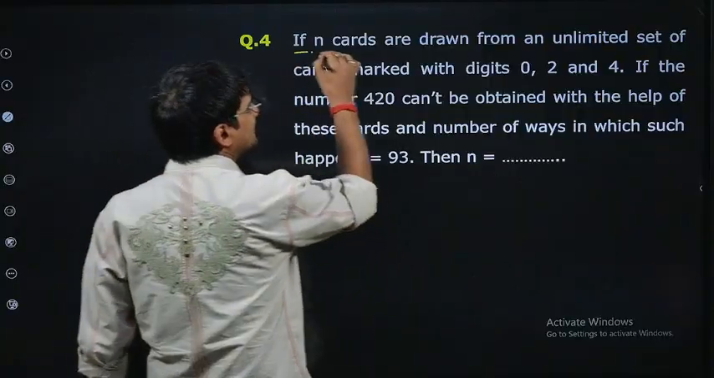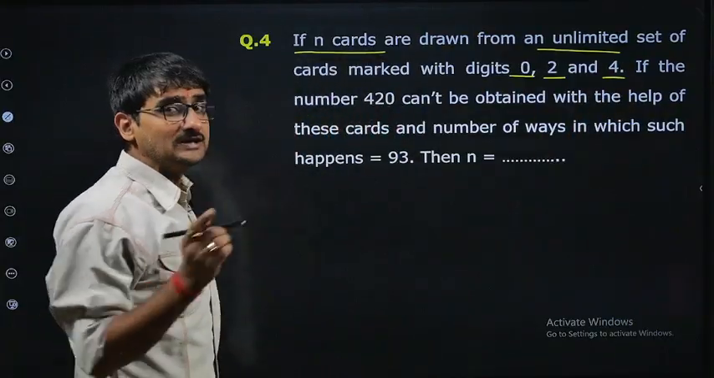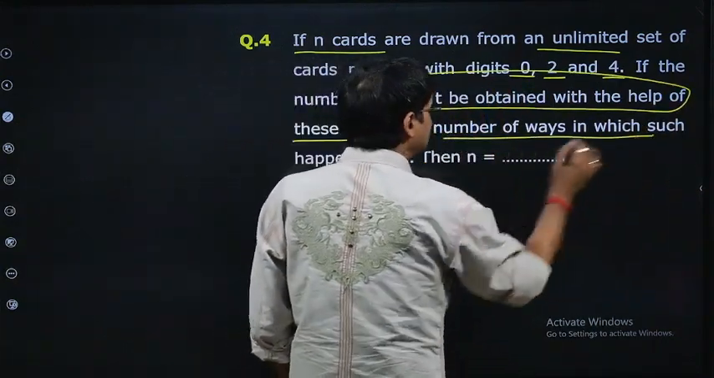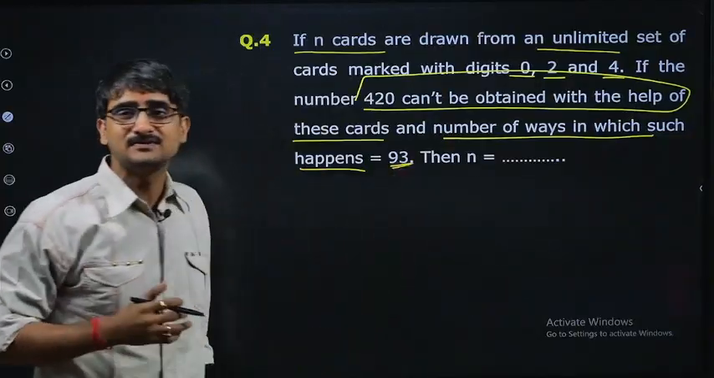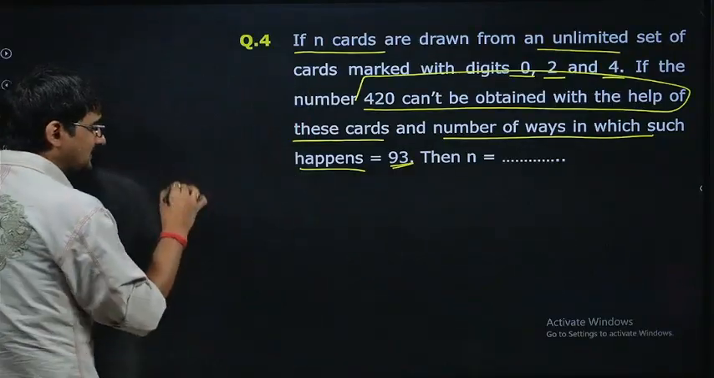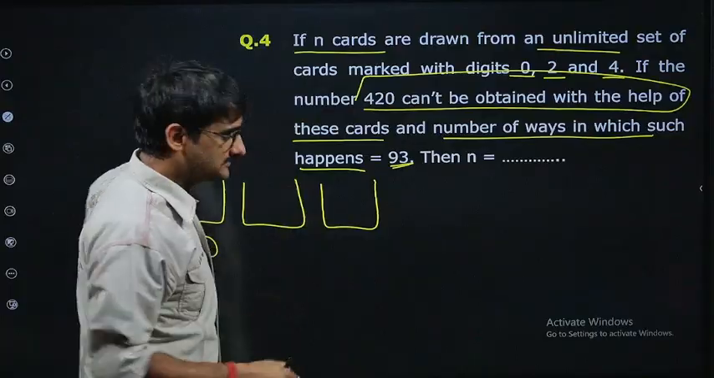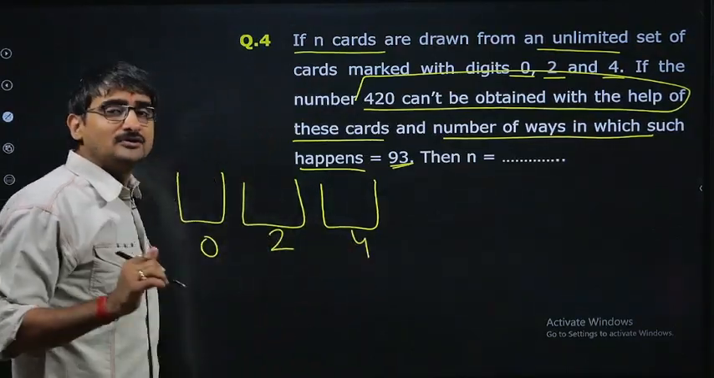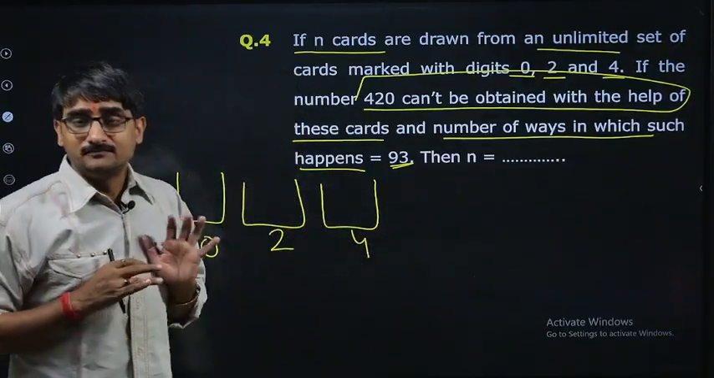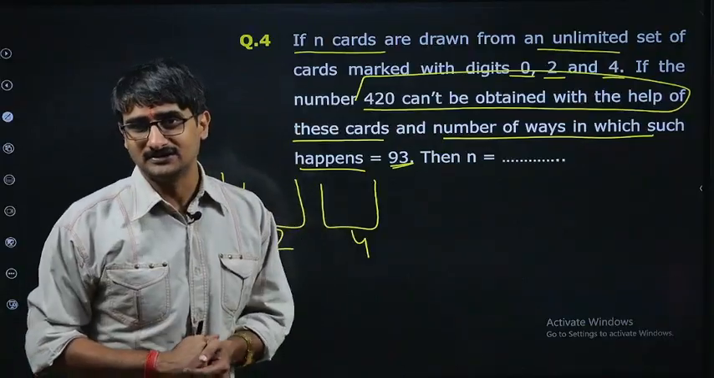So the question is, if n cards are drawn from an unlimited set of cards marked either with 0, 2 or 4, if the number 420 can't be obtained with the help of these cards, and the number of ways in which such a thing happens is 93. Such a thing happening means the number of ways in which you can select such n cards from 3 boxes. I will consider here 3 boxes, a box containing cards of only 0, only 2, only 4. So the question is, you have to select n cards from any of these 3 boxes such that you can't write 420.